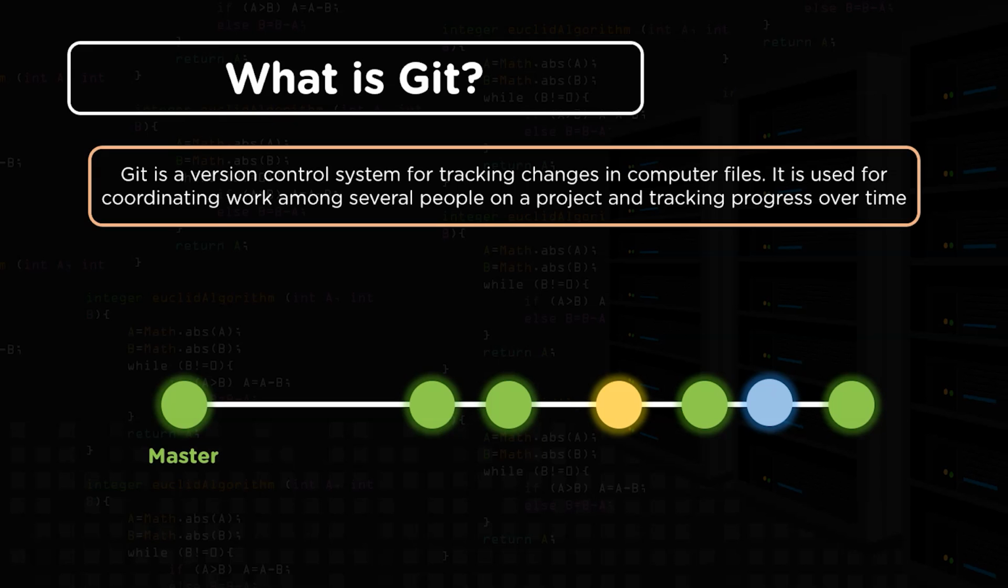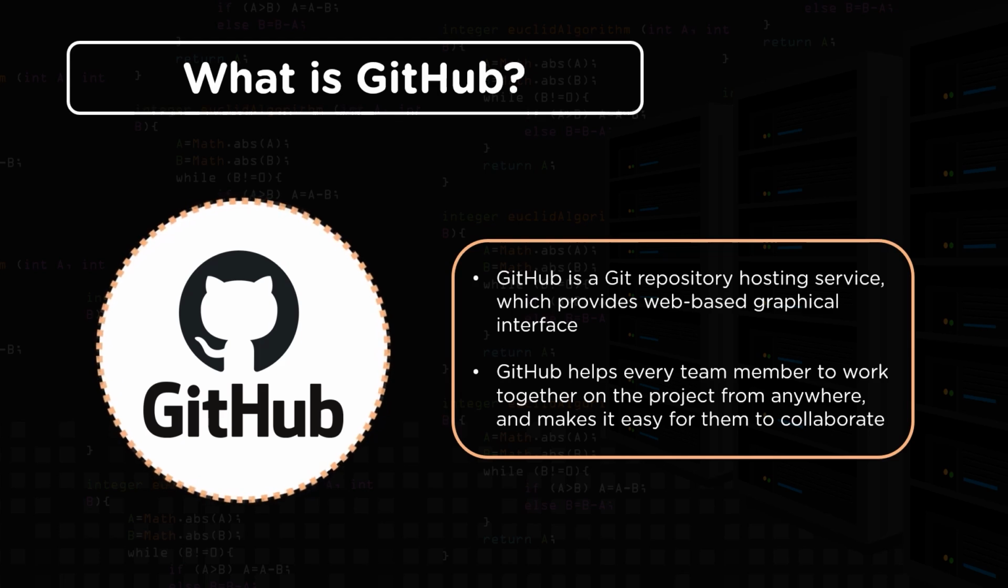Now, when we know what is Git, let's have a look at what is GitHub. GitHub is a service hosted on the web where all the projects are stored. Every project on GitHub has its own repository and its unique URL. GitHub provides a graphical interface to store the files and helps team members to coordinate on the project from anywhere. GitHub provides several access control and collaboration features like wikis and basic task management tools for every project.